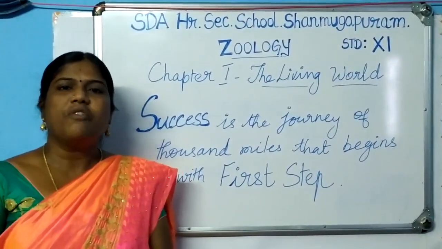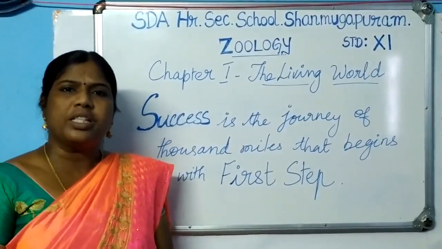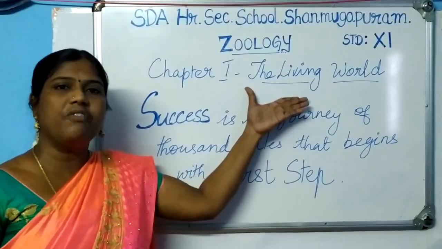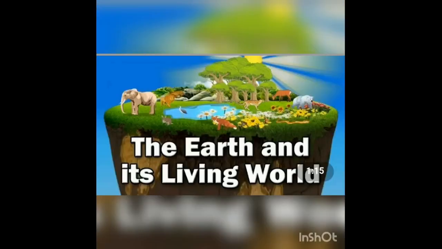In zoology, we have two volumes. In the first volume, we have 3 units which consist of 7 chapters. The first chapter is the living world. All living forms coexist with each other.